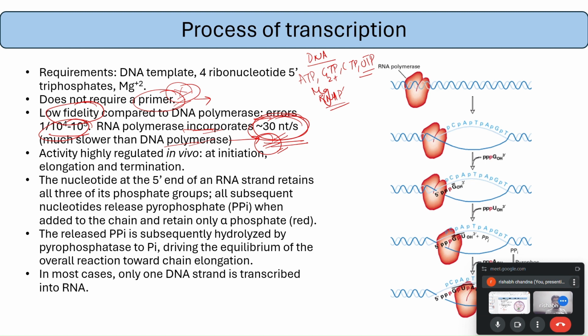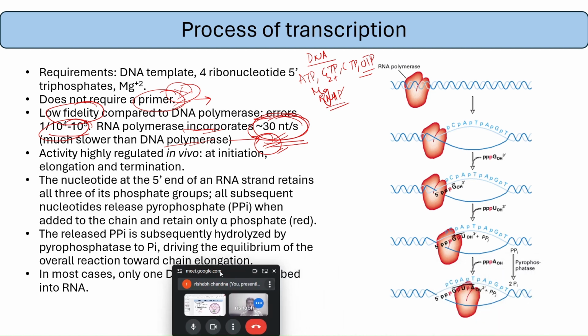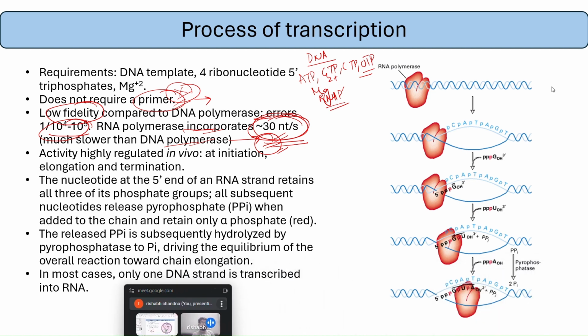And so what happens, as you can see in the diagram also, the RNA polymerase first binds to the promoter region, and here the melting or the denaturation of the DNA starts, so that it separates out both the strands. And then this is called the transcription bubble.